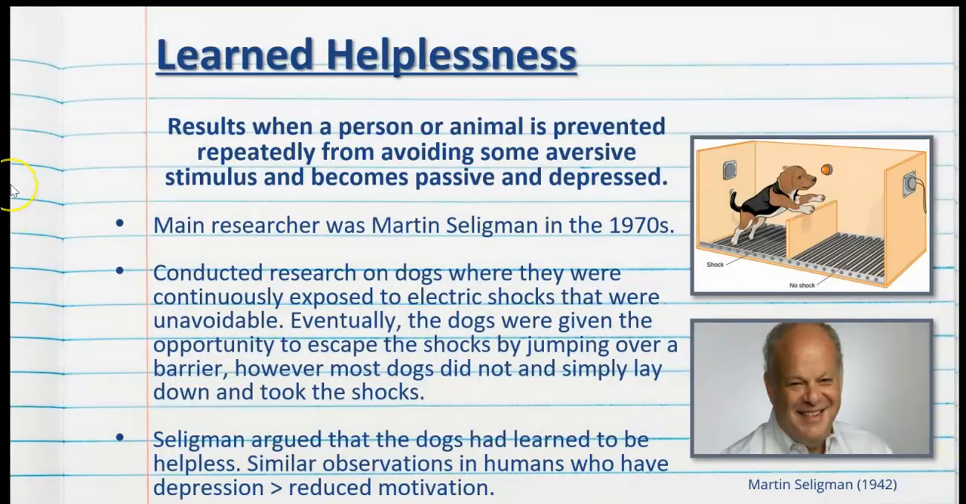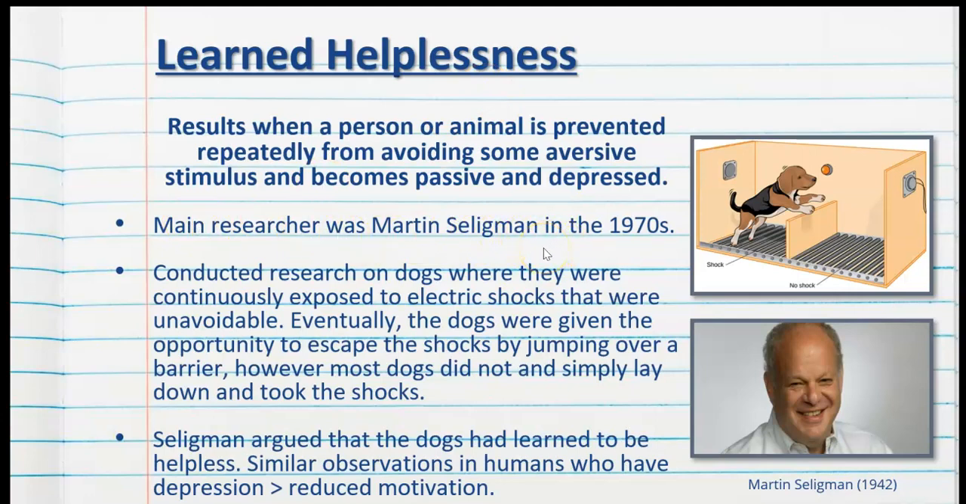We also need to cover learned helplessness. This results when a person or animal is prevented repeatedly from avoiding some aversive stimulus and becomes passive and depressed. The main researcher was Martin Seligman in the 1970s.